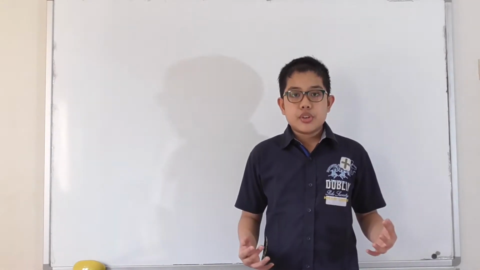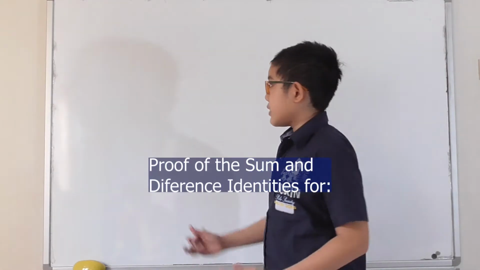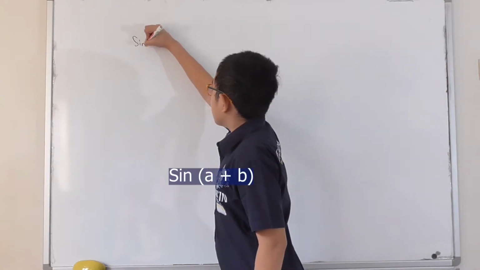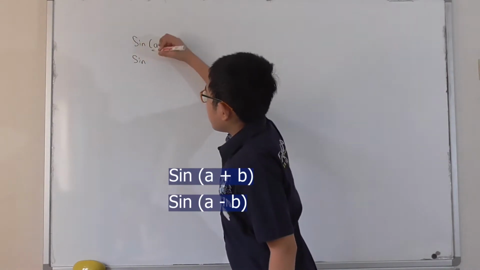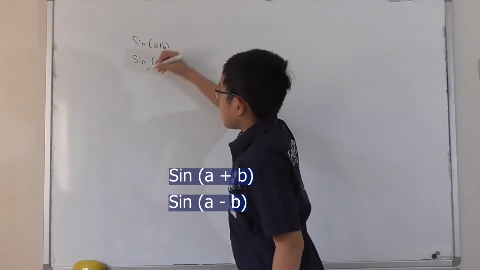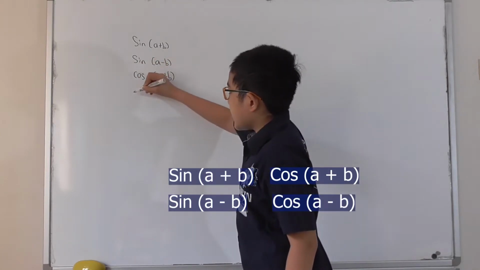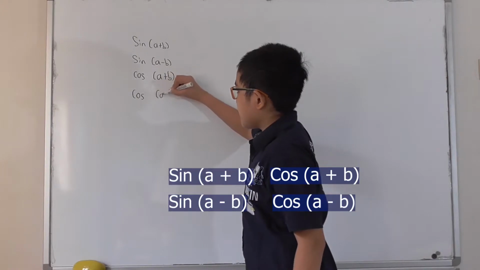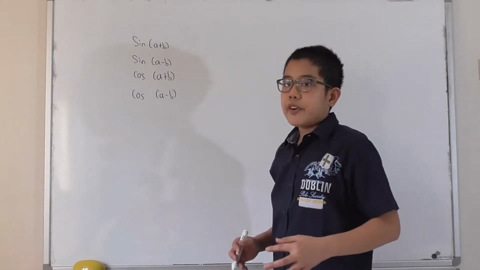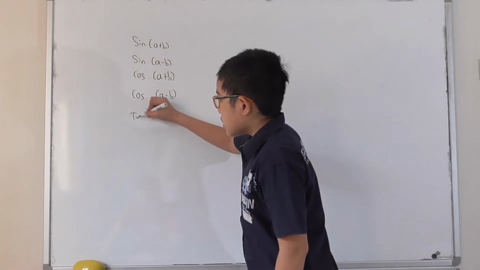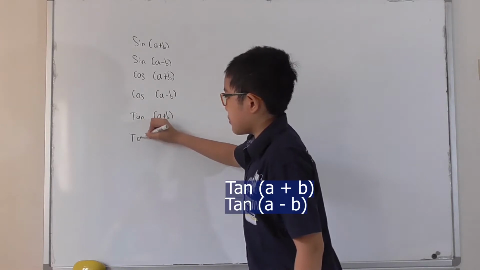In my previous videos, I've shown you the proof of the sum and difference identities of sine of a plus b, sine of a minus b, and then cosine of a plus b, and cosine of a minus b. So, let's use this information to solve for our tangents: tangent of a plus b and tangent of a minus b.